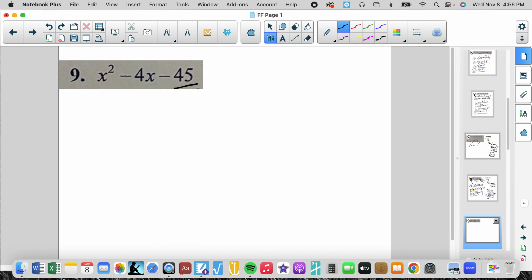It is not a binomial square because that's not a perfect square. So we're going to do A times C. A is 1, C is negative 45. And the way I'm getting that is because our quadratic expression is written ax squared plus bx plus c. So the coefficient of x squared is 1. B is negative 4, C is negative 45. So when I say A times C, I'm talking about the A value and the C value. So that gives me negative 45.